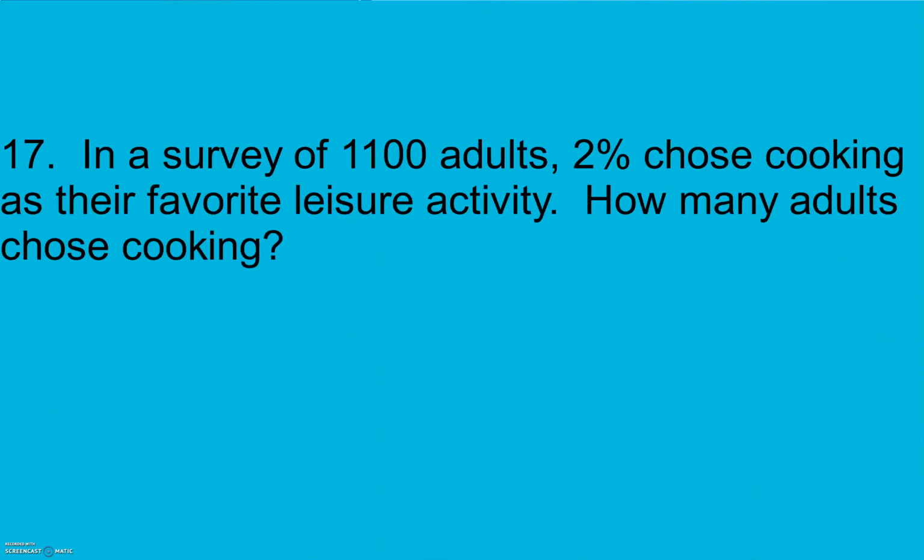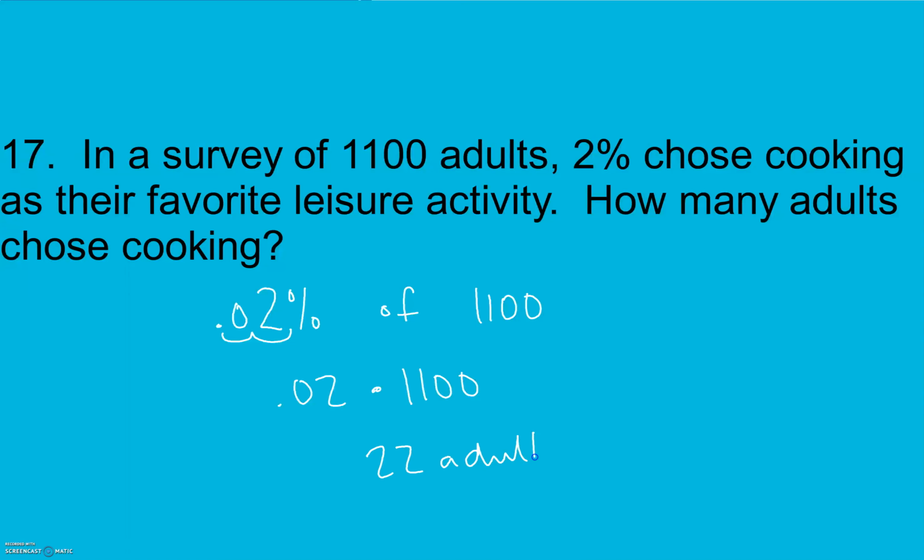17, in a survey of 1,100 adults, 2% chose cooking as their favorite leisure activity. How many adults chose cooking? So we want to know what is 2% of 1,100. 2 places, of means times 1,100, and here we get 22 adults. And that's all we have for section 7.3.